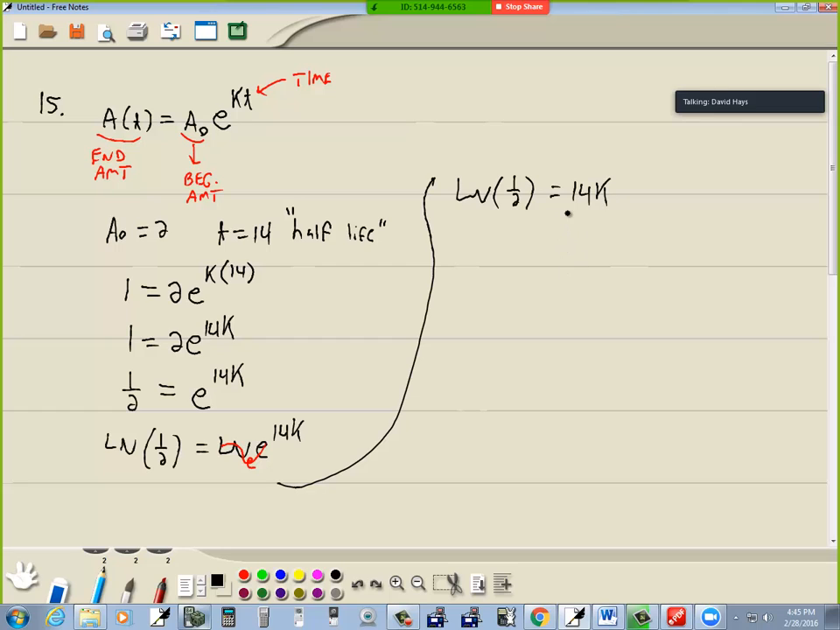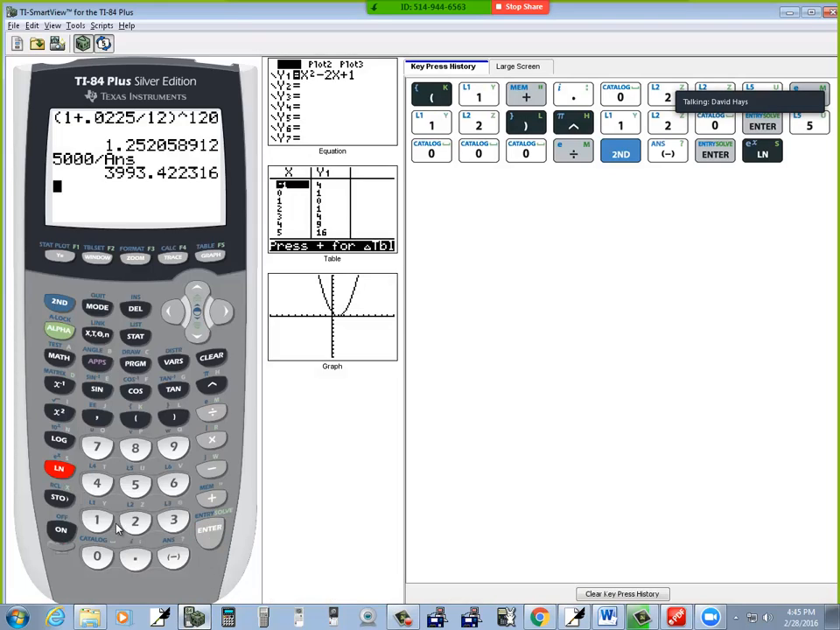And to get k by itself, I divide both sides by 14. So we got natural log of 1/2 divided by 14. Now we're going to round to 4 decimal places. So I do natural log of 1/2 divided by 14.